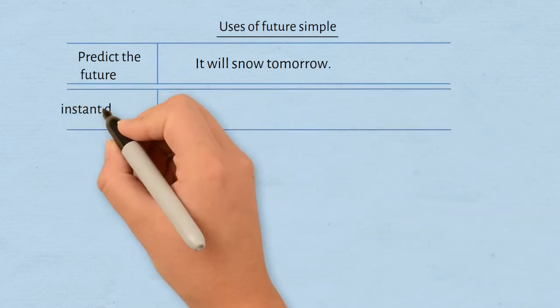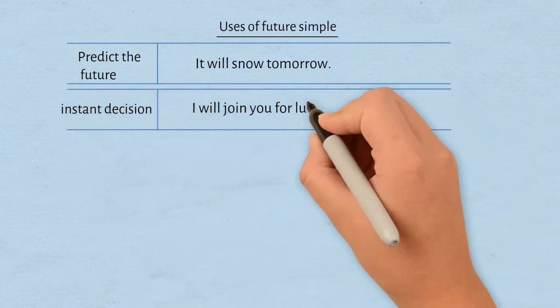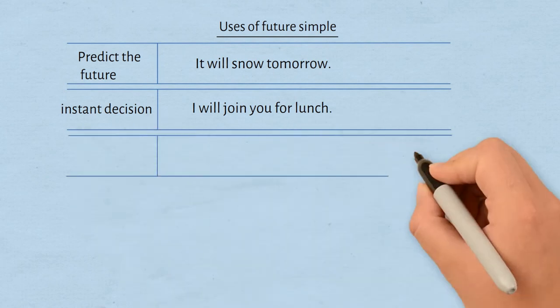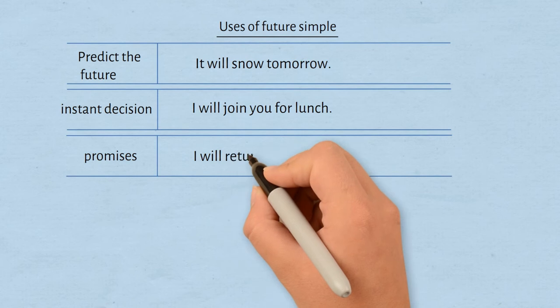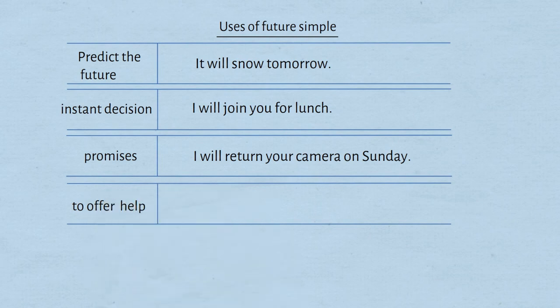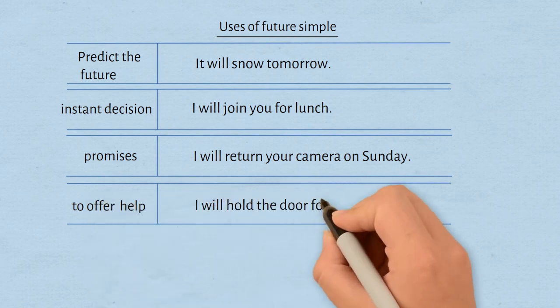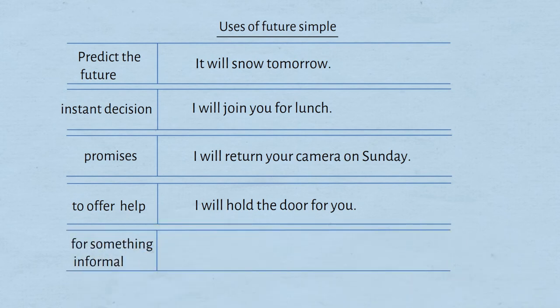We can also use this to express an instant decision. I will join you for lunch. We can also use the future simple tense to talk about promises. I will return your camera on Sunday. Sometimes we also use this tense to offer help. I will hold the door for you. We can also use this for something informal like, I'll see you tomorrow.